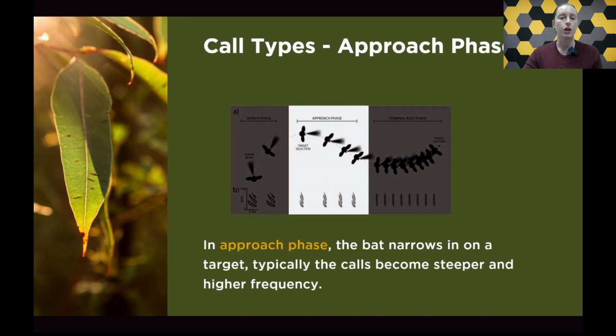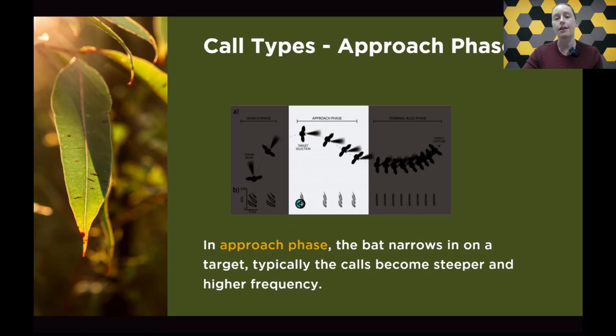Now, the approach phase is when it finds a target. That target might be a juicy moth, it might be another bat of interest, it might be something new in its environment, a tree fallen down or a big wind farm turbine that's just been put up. And when it does the approach phase, it typically narrows in on the target and the calls become steeper, wider bandwidth, and higher frequency.